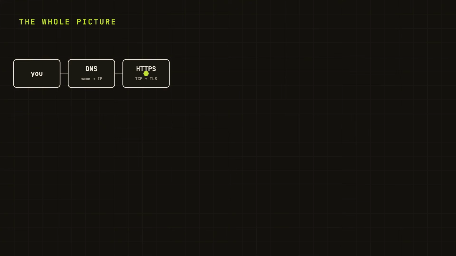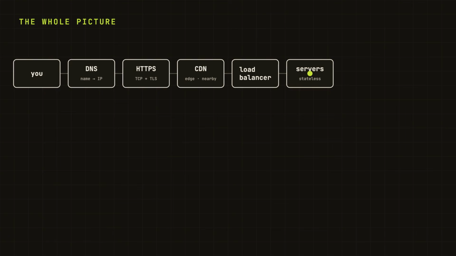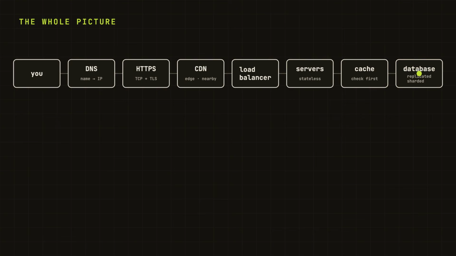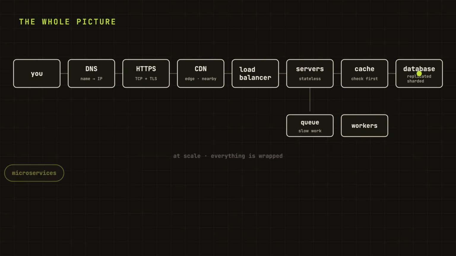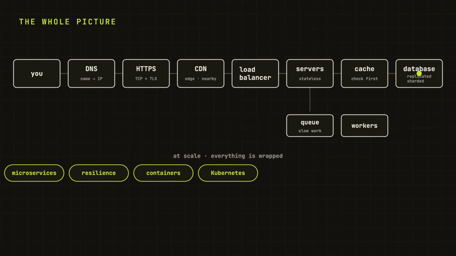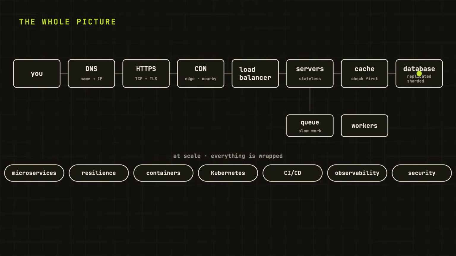The big static files come from a CDN near you. The request hits a load balancer, which spreads it across many stateless servers. A server checks a cache first and only asks the database, which is replicated for reads and sharded for size, if it has to. Slow work like emails is dropped onto a queue for workers to handle later. At scale, the whole thing is split into microservices, protected by rate limiting, retries, and circuit breakers, all packaged in containers, run by Kubernetes, shipped by CI/CD, watched by observability, and wrapped in security. And that is a modern website, end to end.